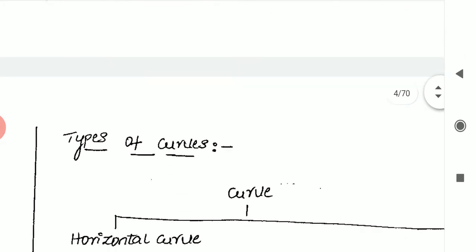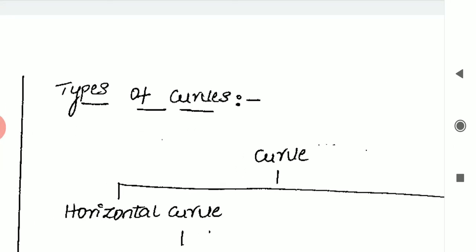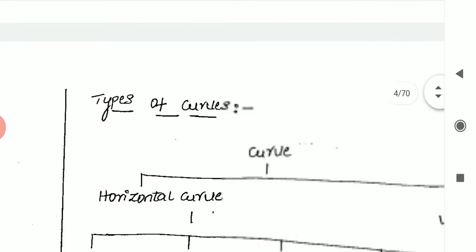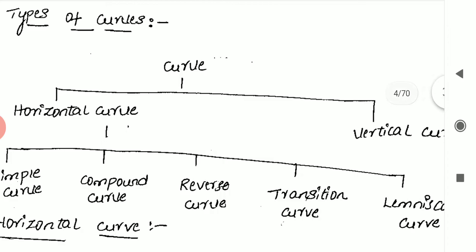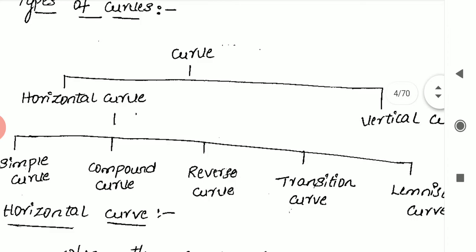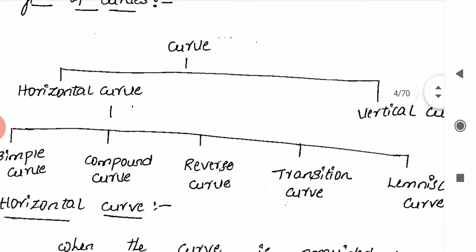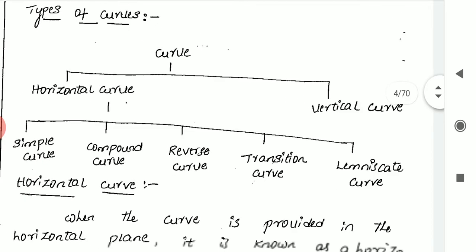We will discuss the classification of types of curves. See here, basically curves are of two types. The first one is horizontal curves, and the second is vertical curves. Horizontal curves lie across the horizontal plane. Vertical curves lie across the vertical plane.